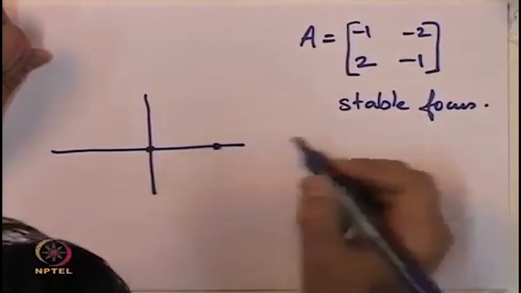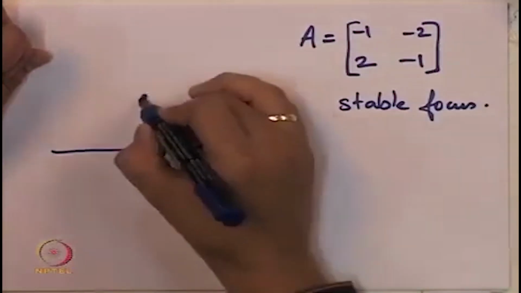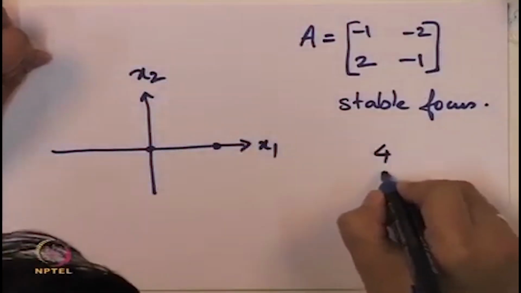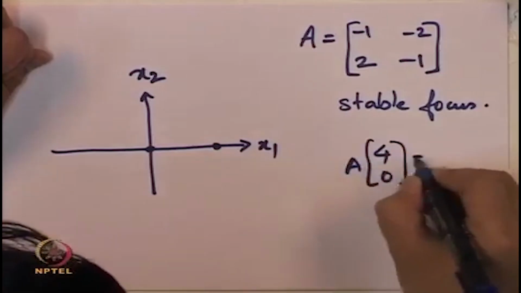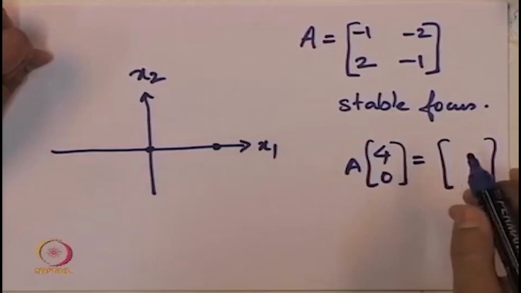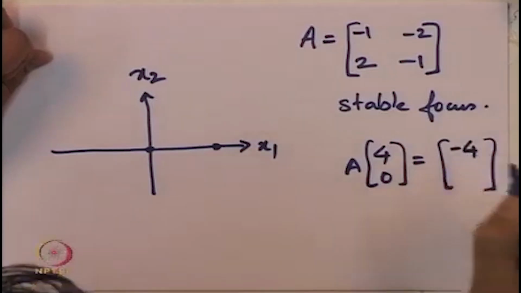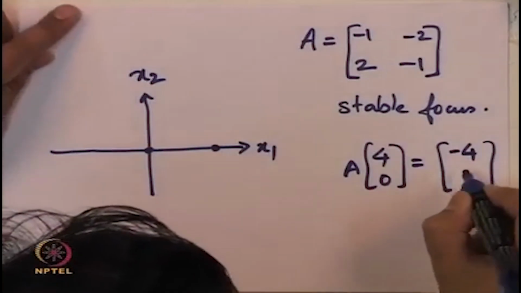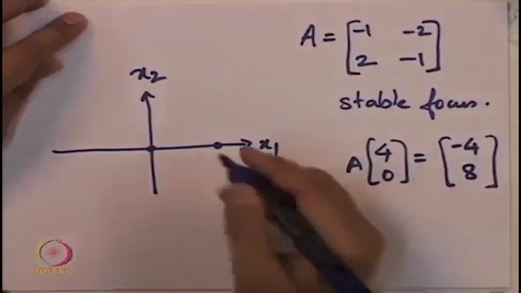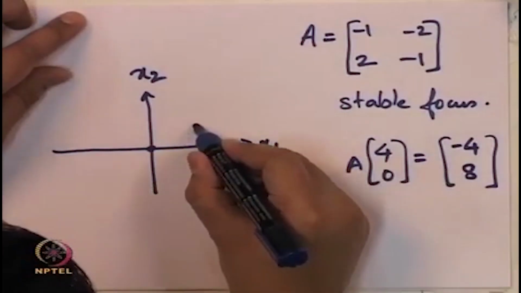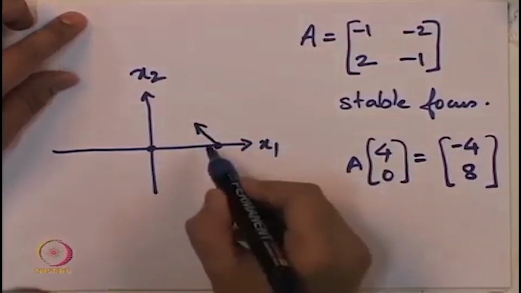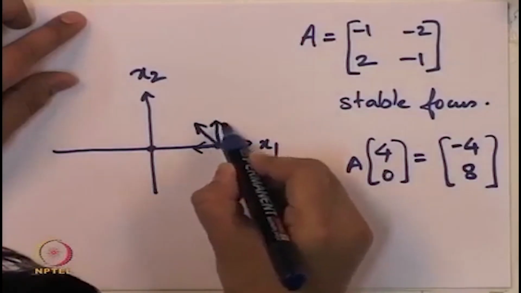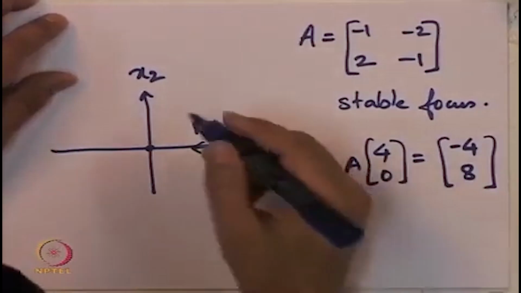So, let us take an example of a particular point and decide where the arrow is when we are at this point. This point for example is (4, 0). When A acts on this, we get -4 on top, and below we get +8. So, this is a vector which is like this. There is a -4 component towards the origin and an 8 component along the positive x2 direction, because of which we have this.